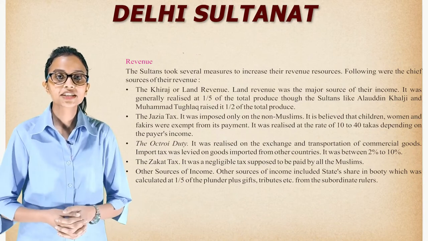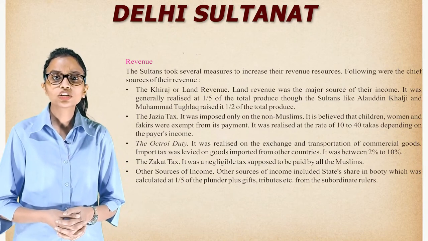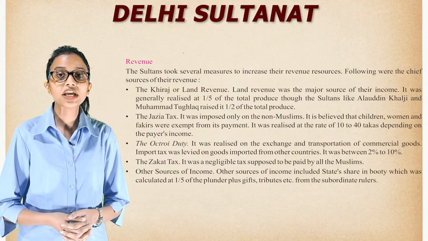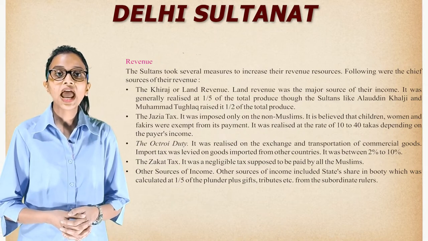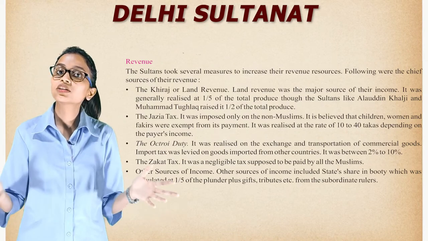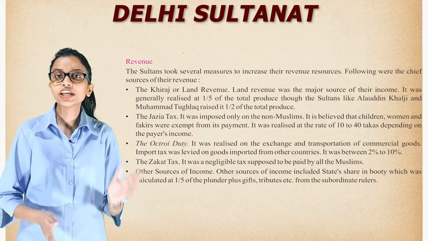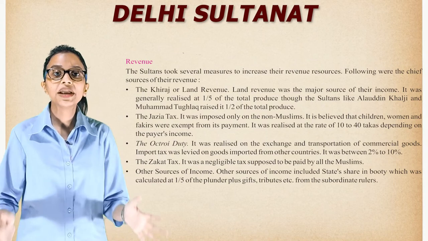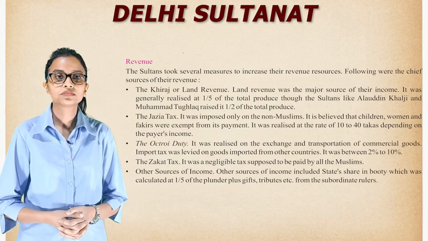The jizya tax was imposed only on the non-Muslims. It is believed that children, women and fakirs were exempt from its payment. It was realized at the rate of 10 to 14 takas depending on the payer's income.